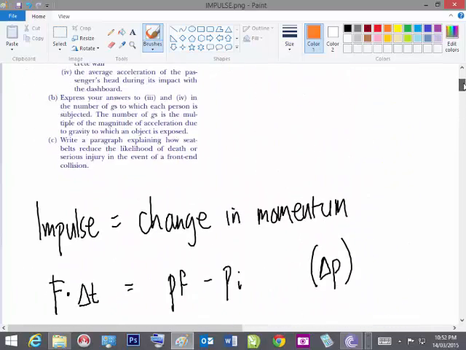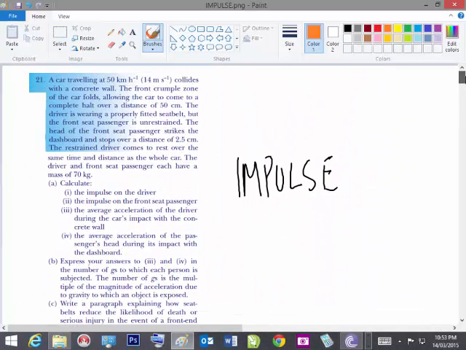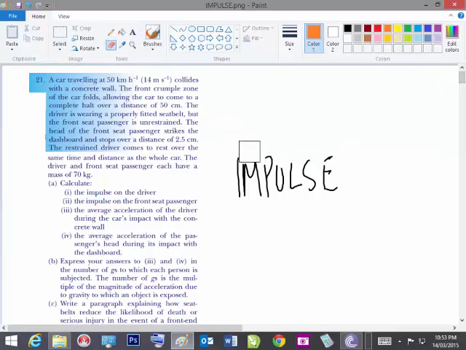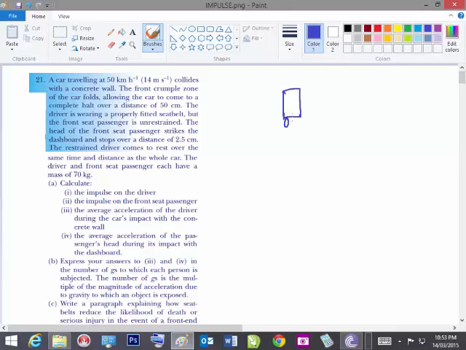Let's have a look at this example here. We'll have a look at some more examples also to illustrate. In this case, we have a car traveling at 50 kilometers per hour. The car collides into a concrete wall. You can imagine what will happen when it collides into the concrete wall. There's going to be a lot of damage to the car.